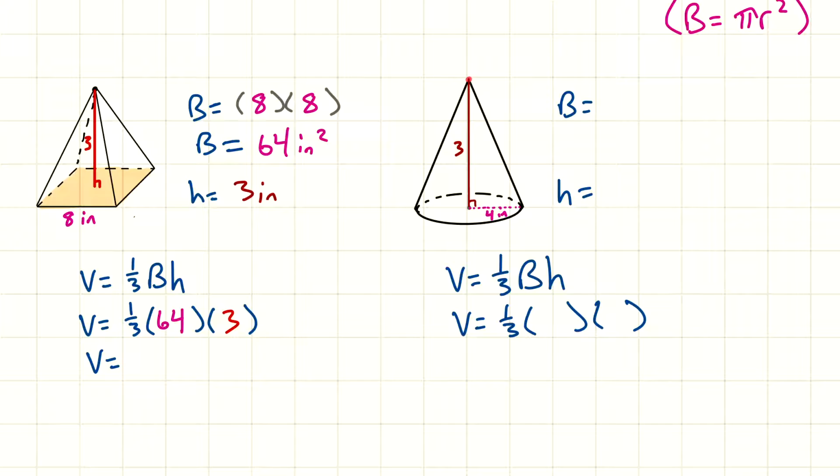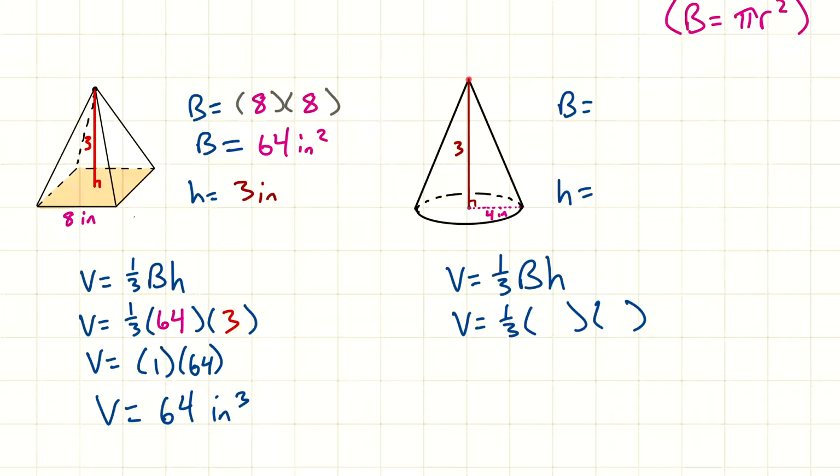So I mentioned this before. You can multiply these in any order you want. I always like to see if any one of these is divisible by 3. That way I could get rid of the fraction. So 1/3 of 3 is equal to 1. So the reality is this is the same as 1 times 64, which means this is 64 inches cubed. All right, so that's how you find the volume of a pyramid. That's just a review for you. That's what we did last lesson.